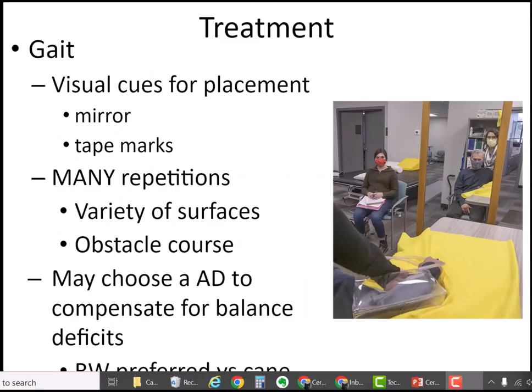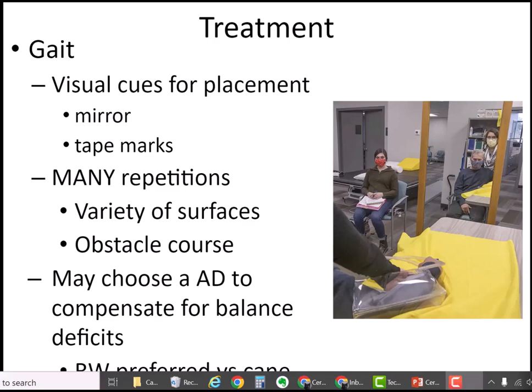And then finally, just a few more cues for treatment of this patient population. When possible, it's a good idea to use visual cues for placement. If they can visualize, or if they have a target, that's going to help them tremendously. So things to use would be a mirror, as you can see on the right-hand side of the slide, so that they can see themselves performing a task, and also tape marks. It might be a good idea to put tape marks on the floor to give them a target to shoot for with their lower extremity during gait. As I mentioned previously, it's going to require many repetitions on a variety of surfaces. Obstacle courses are always a great idea as long as you're safe.